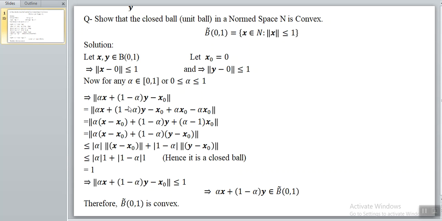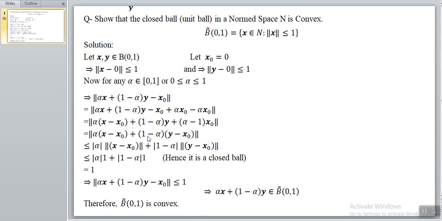So in the next step, what do I do? I add alpha x naught minus alpha x naught. Obviously it doesn't matter if I add and subtract it at the same time. Then I take alpha common between these terms, and 1 minus alpha into y from the above expression comes down as it is. Then I take alpha minus 1 common between these two terms, which gives me this whole expression, as you can see. In the next step I combine these two terms to get 1 minus alpha times y minus x naught.